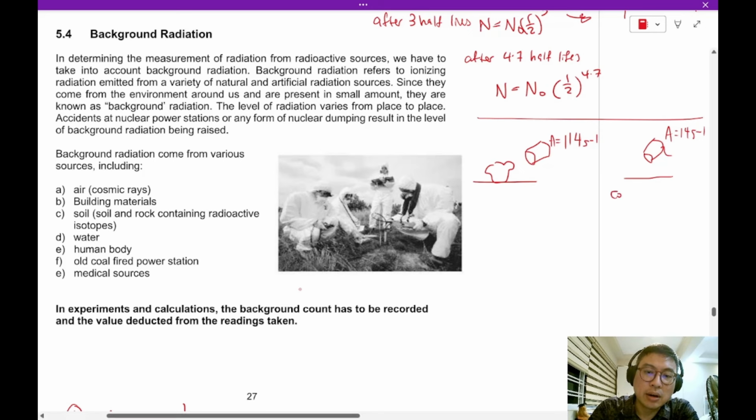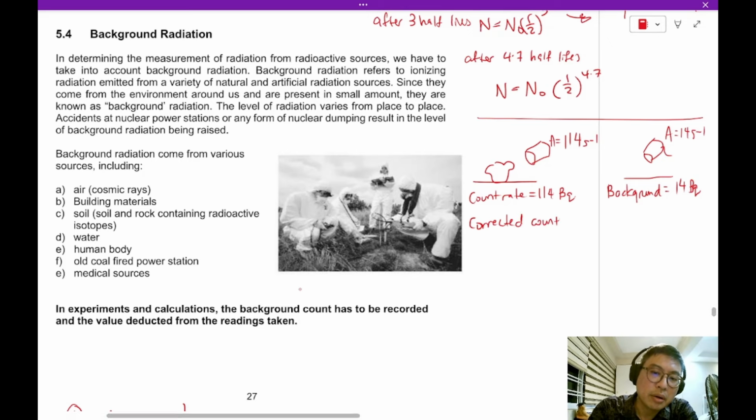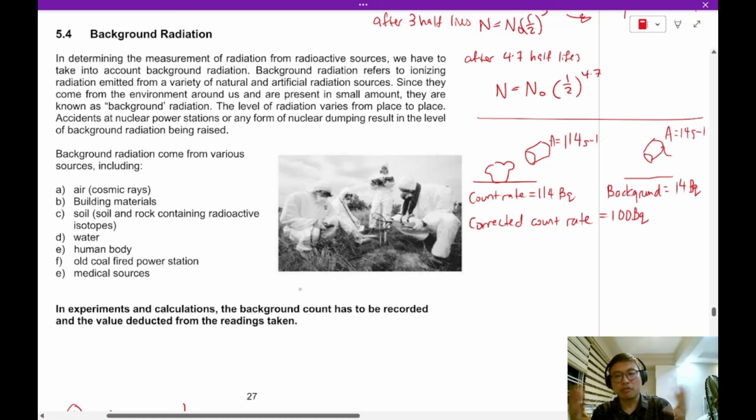Sorry, we call this the background radiation. So the background will be 14 becquerels, Bq. Then over here we have the count rate. The measured count rate is 114 becquerels. And then we do what is called a corrected count rate. The corrected count rate is actually 100 becquerels, which is 114 minus 14.